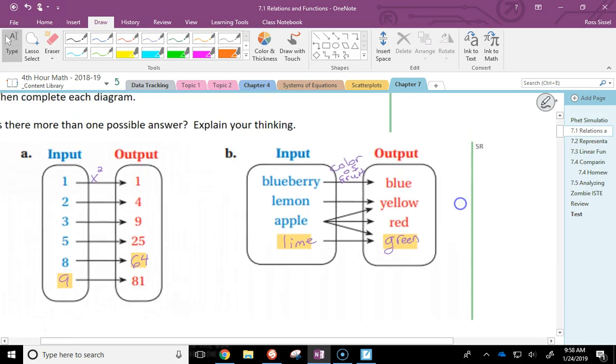So, what's the difference between these two that we just did? Besides that the rule for one was squaring itself and the other was color of fruit, what's the difference you notice between these two input outputs? What was the biggest difference between this one and this one? Okay. On this one we had multiple outcomes. This one we had one outcome.